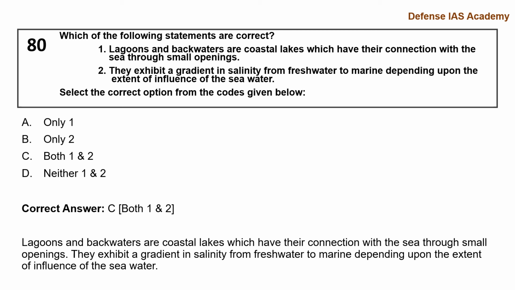Lagoons and backwaters are coastal lakes which have their connection with the sea through small openings. They exhibit a gradient in salinity from freshwater to marine depending upon the extent of influence from the seawater.